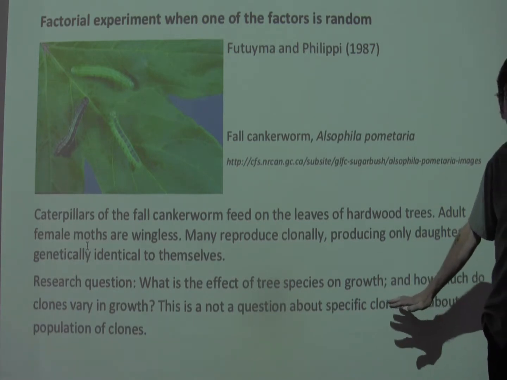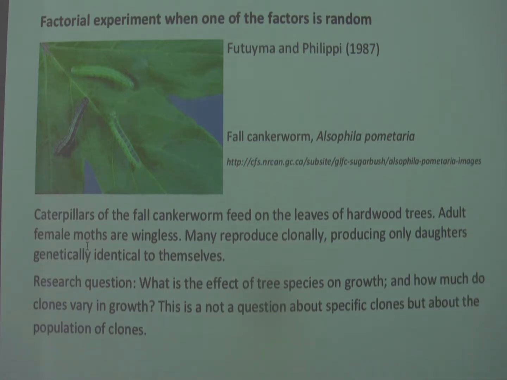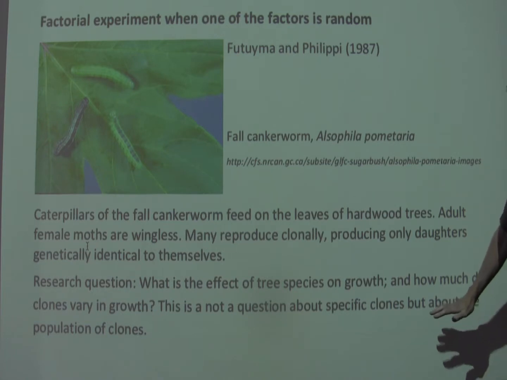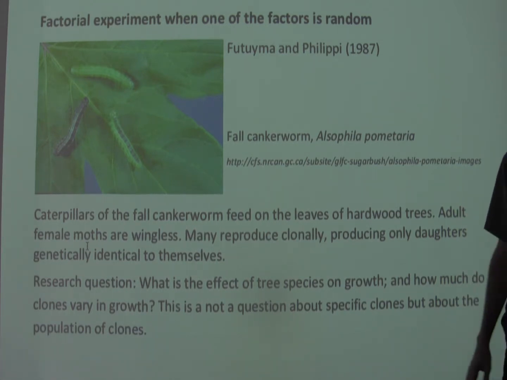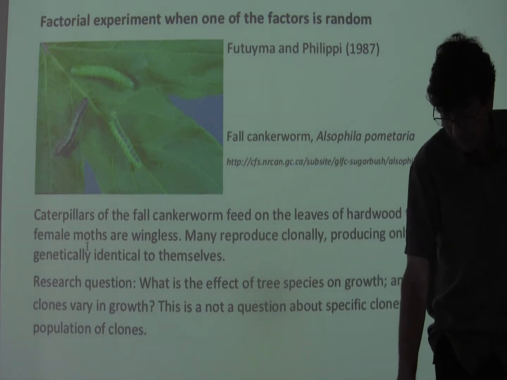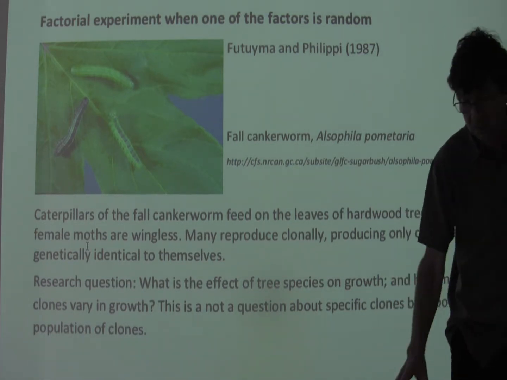And the question that was of interest to them was, first of all, what's the effect of different tree species on the growth of this cankerworm? But also, do the clones vary in their growth? In other words, is there a genetic component to growth on different trees? And the question itself is about the trees. That's the fixed effect of interest. But the moths are sampled by clones. And so the experiment, in this case, was carried out using multiple individuals from multiple clones, but only the clones were randomly sampled.